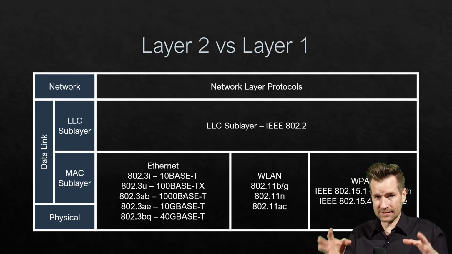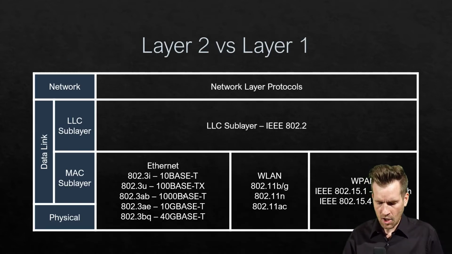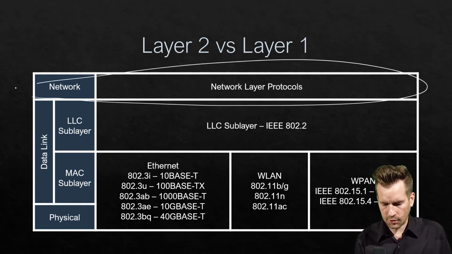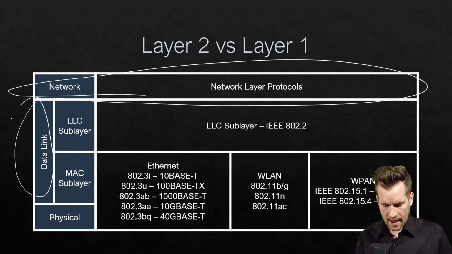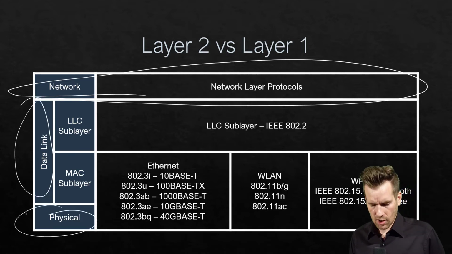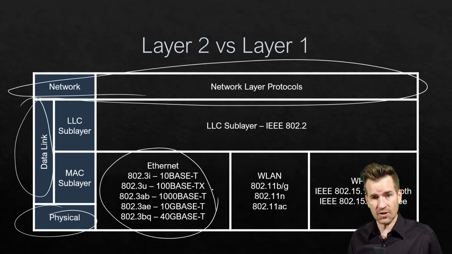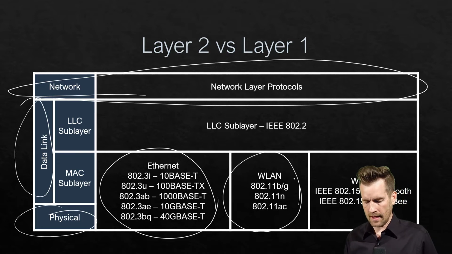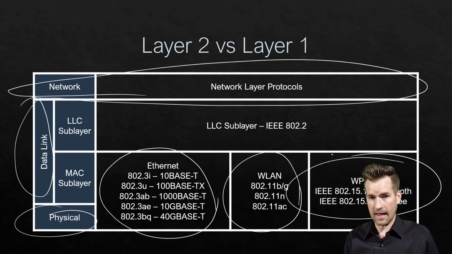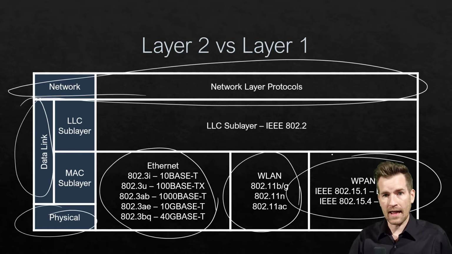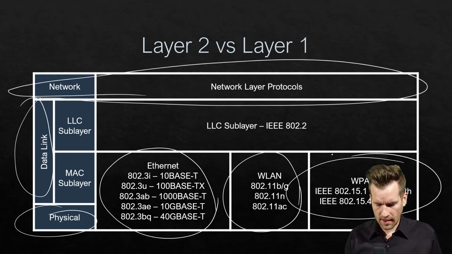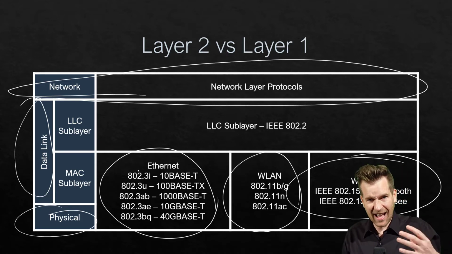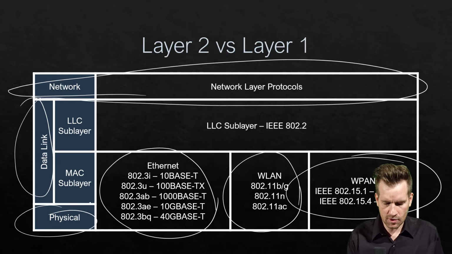Here, let's take a little deeper dive into what I mean by that. So we see here, this is the layer 3 right here, the network layer. We have the data link layer right here, and then the physical layer right here. And so if we look at the different standards that are out here, so here are some of the standards for Ethernet, here are some of the standards for wireless LAN, and here are some of the standards for a wireless personal area network. So we see that there's different standards here, and some of these standards define some of the aspects that get up into the data link layer.